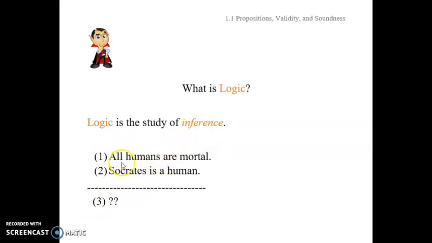Now, all humans are mortal, and Socrates is a human. Let's assume for the sake of argument that these are both true, and they certainly look to be true. The question is what can be inferred from 1 and 2? So something follows from 1 and 2 taken jointly together. See if you can take a second and figure out what it is. Pause now.